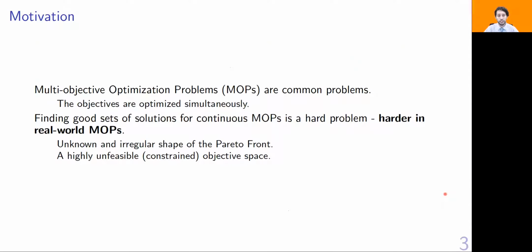Okay, our motivation for this work is that we are addressing many-objective problems, and they are common problems with objectives that need to be optimized simultaneously. Finding good sets of solutions is a hard problem, and even harder in real-world problems. One of the reasons is that the Pareto fronts of these problems are generally unknown or have an irregular shape, and also that they have highly unfeasible objective space.